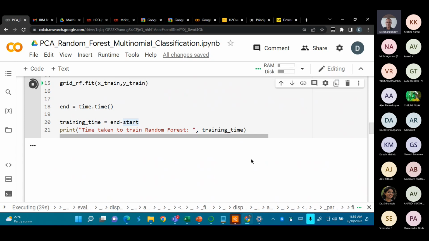At least time-wise, hopefully you'll see the difference: if I'm fitting on the principal components, it takes less time to generate the model.